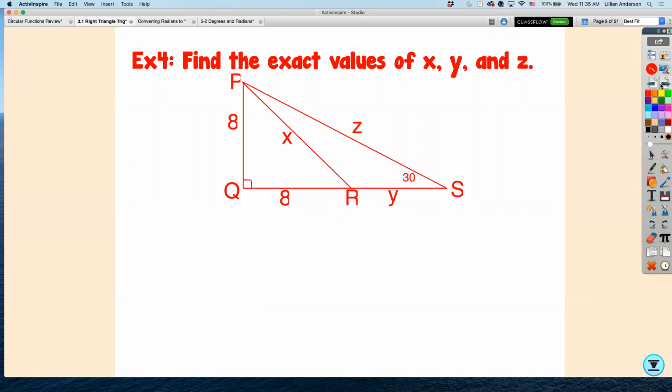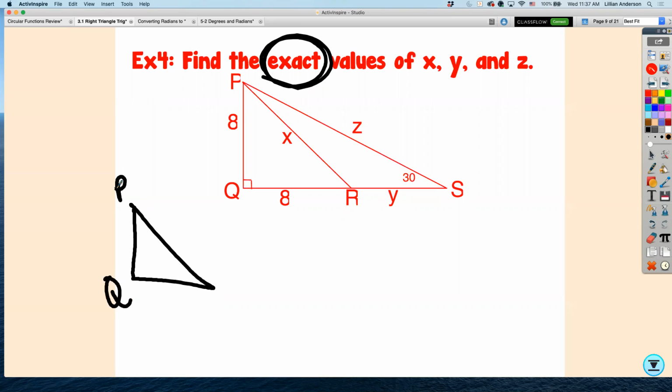We are finding the exact values. Okay, so exact means no decimal approximation, no calculator. It's all our knowledge. And if you look, these are actually special right triangles. Okay, PQR is a which triangle? It's isosceles and it's a right one.